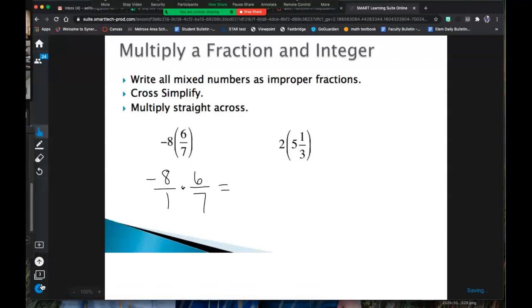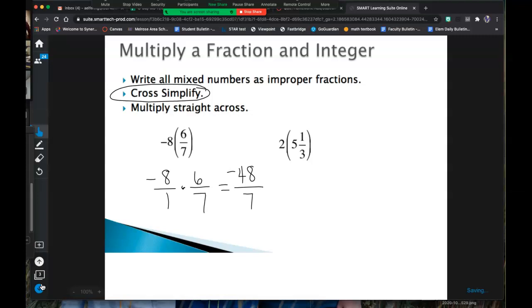Okay, this cross simplify thing, we'll get to that in a little bit. I'm not going to talk about that right now. So we're just going to multiply straight across. 8 times 6 is 48. 1 times 7 is 7. And so my answer is 48/7. But remember, in the original problem, I had one negative sign. So my answer has to be negative.